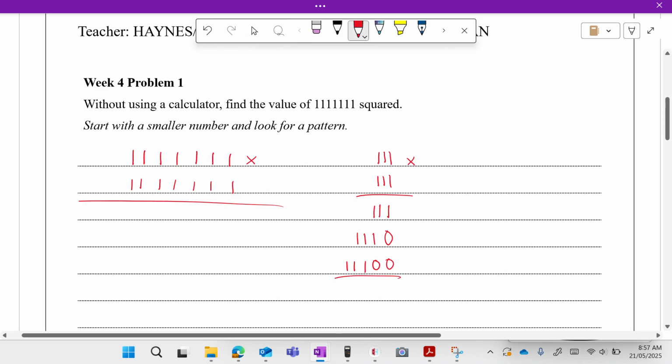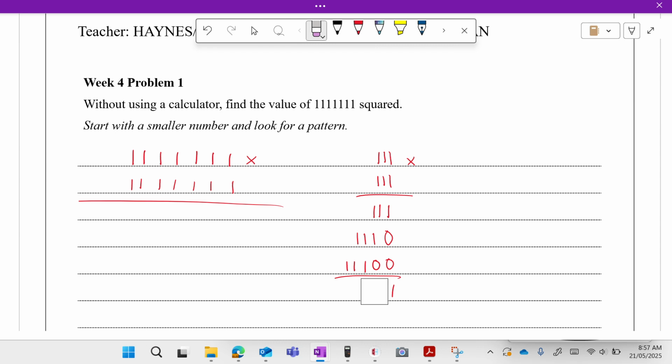I've added the columns in, and what I realized was that, because 11 times 11 is 121, and 111 times 111 is 14,321, both of them start with 1 and end with 1. Both of them. So if you times 3 ones, so 3 times 3, because that's how many ones are in each, on the top and on the bottom, you get 9. And then you will notice.